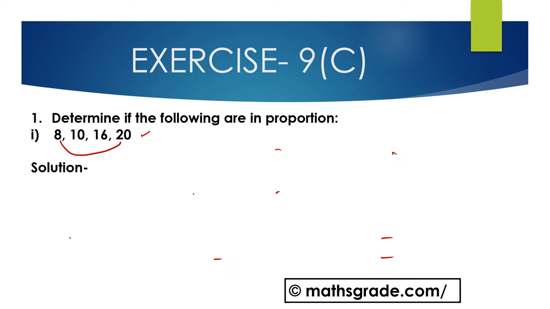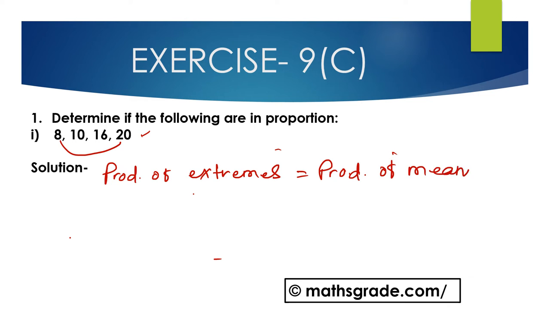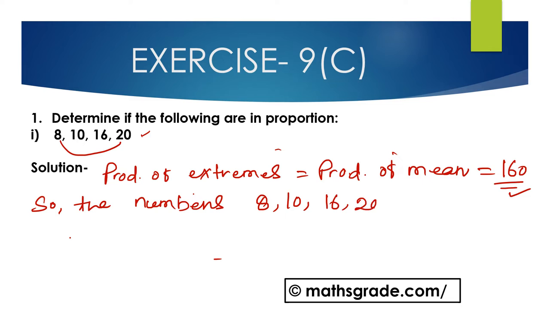We get product of extreme is product of mean. So the numbers are in proportion. So 8, 10, 16 and 20 are in proportion.